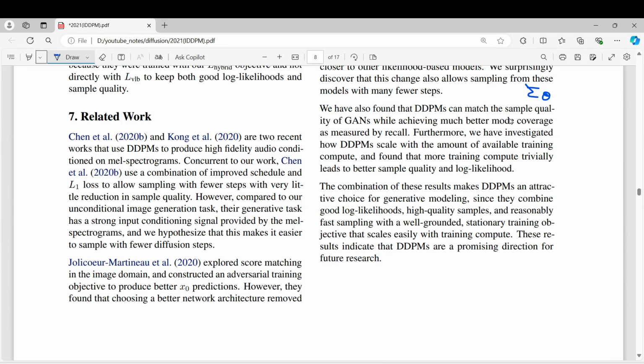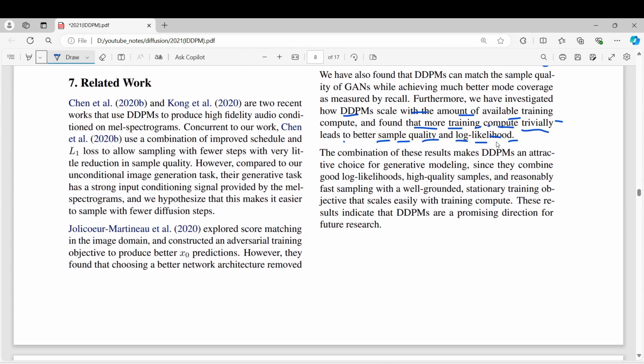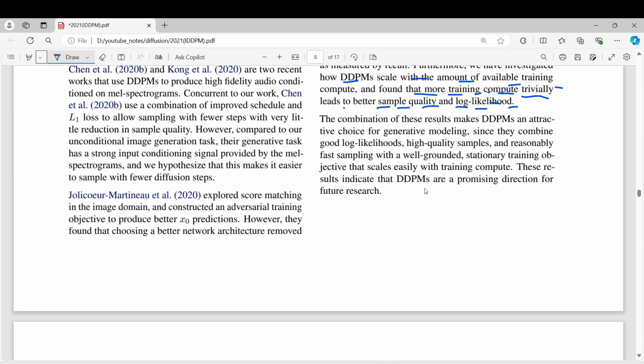We have also found that DDPM can match the sample quality of GANs while achieving much better mode coverage as measured by recall. Furthermore, we have investigated how DDPM scales with the amount of available training compute, and found that devoting more training compute straightforwardly leads to better sample quality and log likelihood. So this makes DDPMs a promising direction for future research.